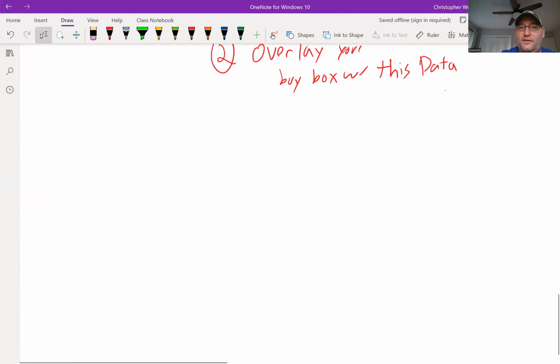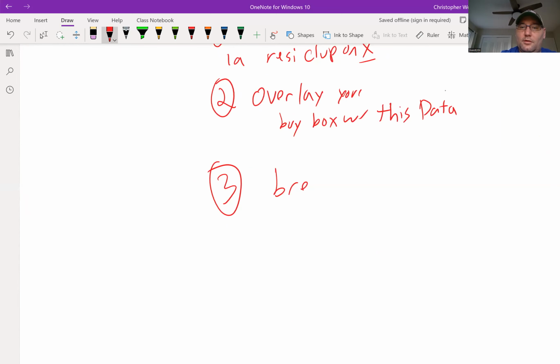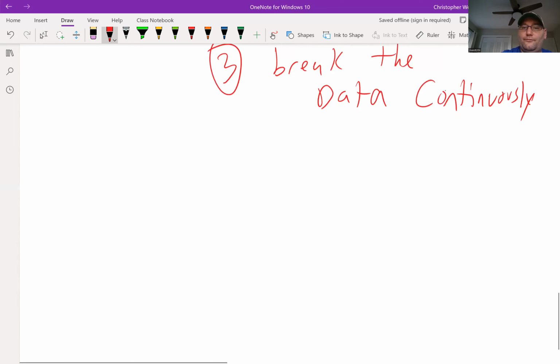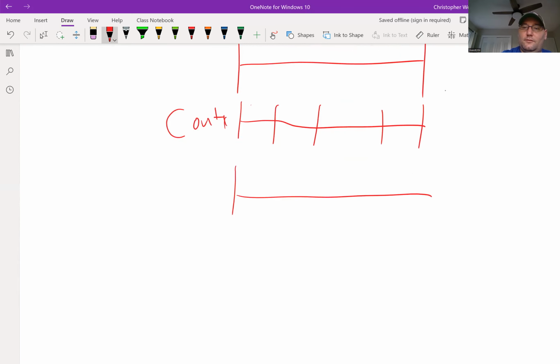This is the one last thing, right? This would be the third thing that I would do on my list. I would break up the data continuously without being too analytical. So I would look at state data, then I would look at county data, and then I would look at city data or zip code data or something like that, right? That would be kind of my step.